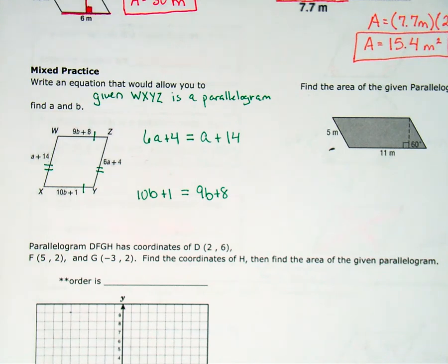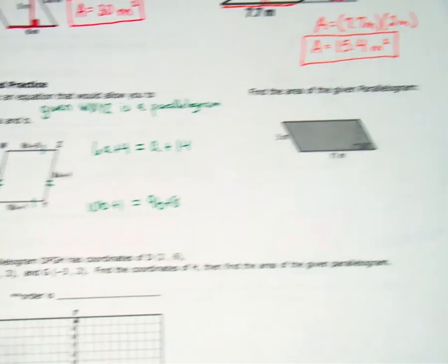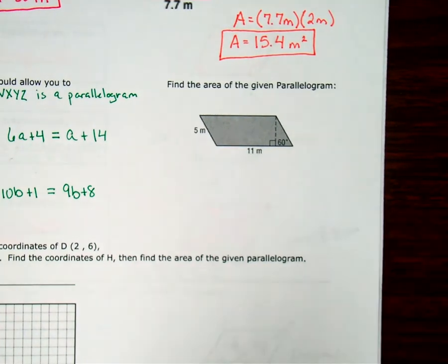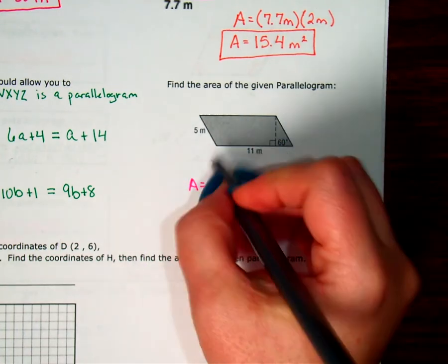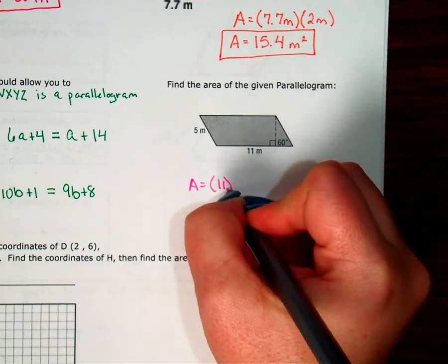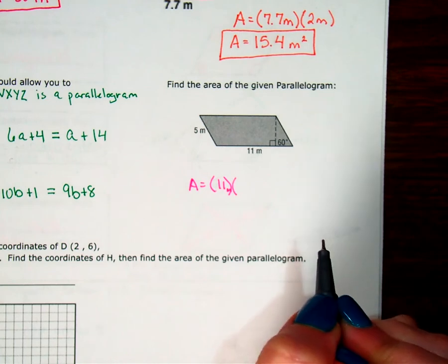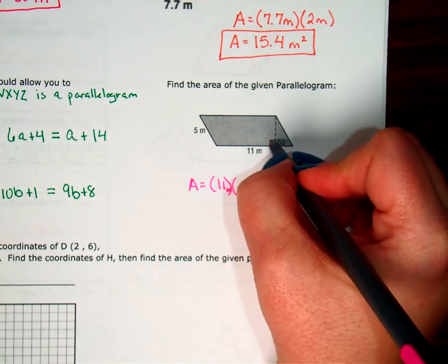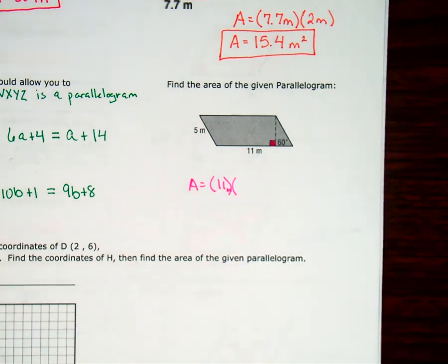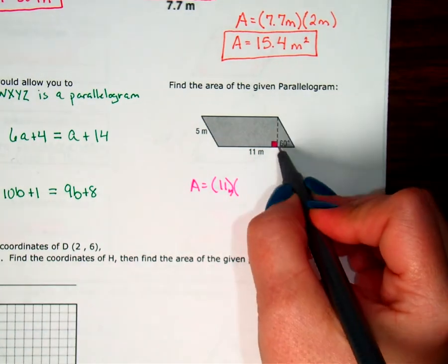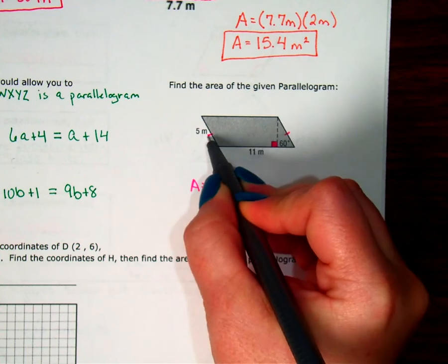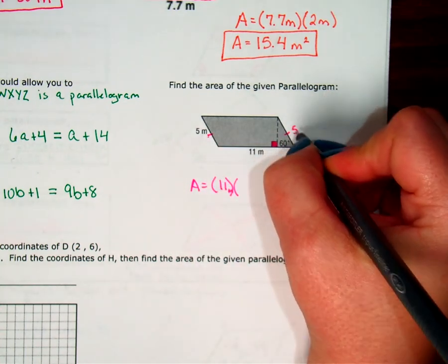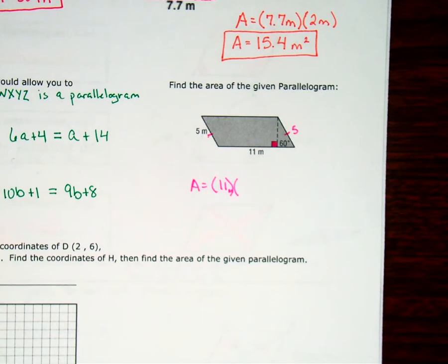Okay? All right, the next one, find the area of the given parallelogram. Okay, so this one, it's real tempting to go area equals base times height. My base is 11 meters, and my height is 5. But that's not my height, because that is not 90 degrees, right? This is a different length than this. My opposite sides are the same. So if this is 5, this is 5. My height is not 5. So I need to figure out what that height in there is.